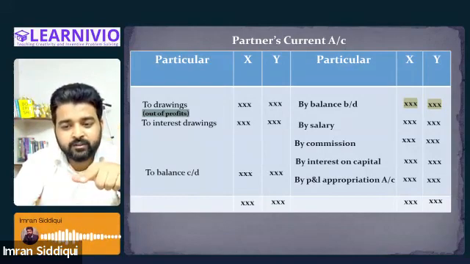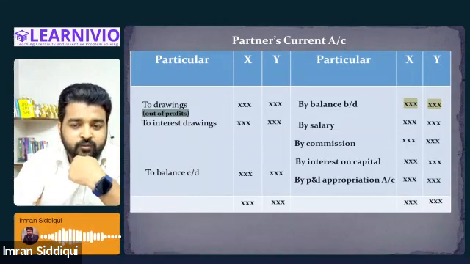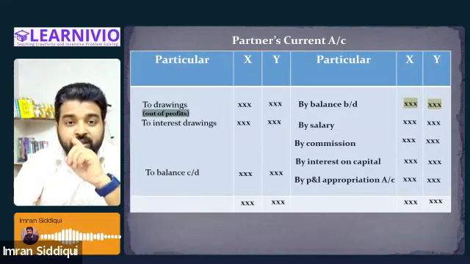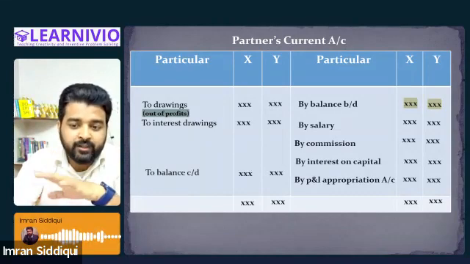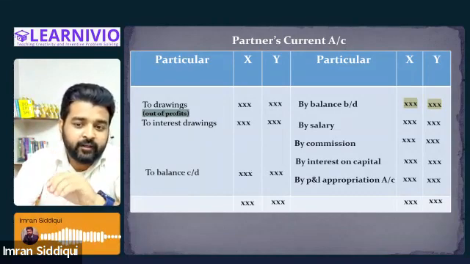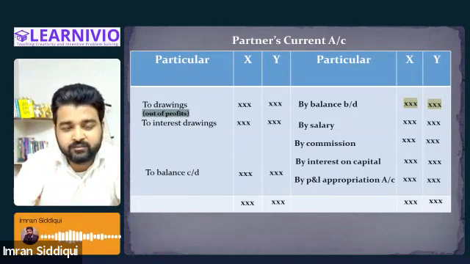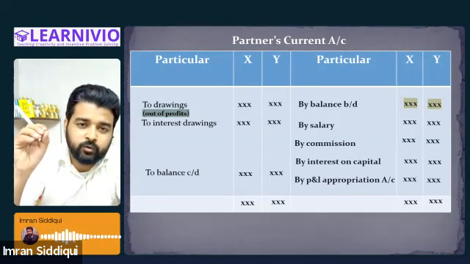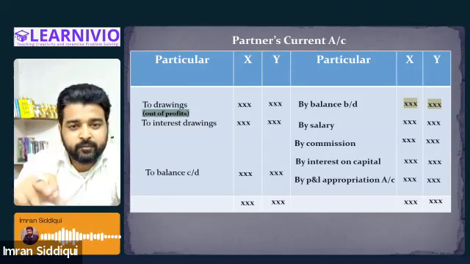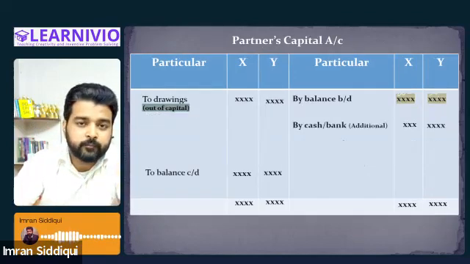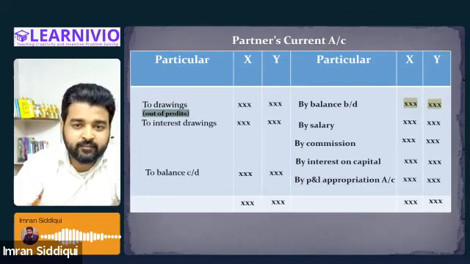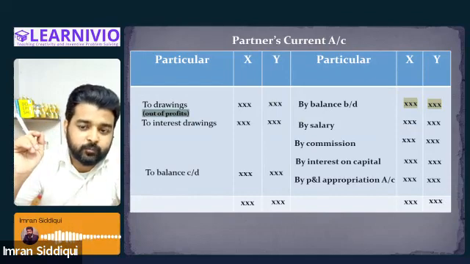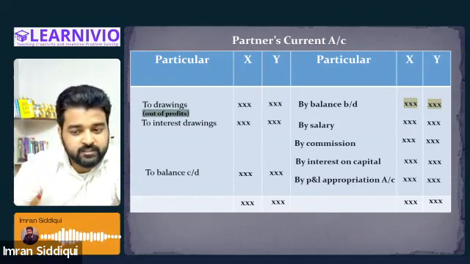Firstly, the opening balance that you are seeing here is not the opening balance of the capital account. This will be the opening balance of the current account. You will only write down the opening balance here when it is given in the question as the opening balance of the current account. Otherwise, if the question is giving you only the capital balances, they will be recorded in the partner's capital account. But if current account balances are given, then we'll record them on the credit side in the partner's current account. Apart from that, everything is the same. Salary, commission, interest on capital, P&L appropriation are the same. Everything will be recorded here.